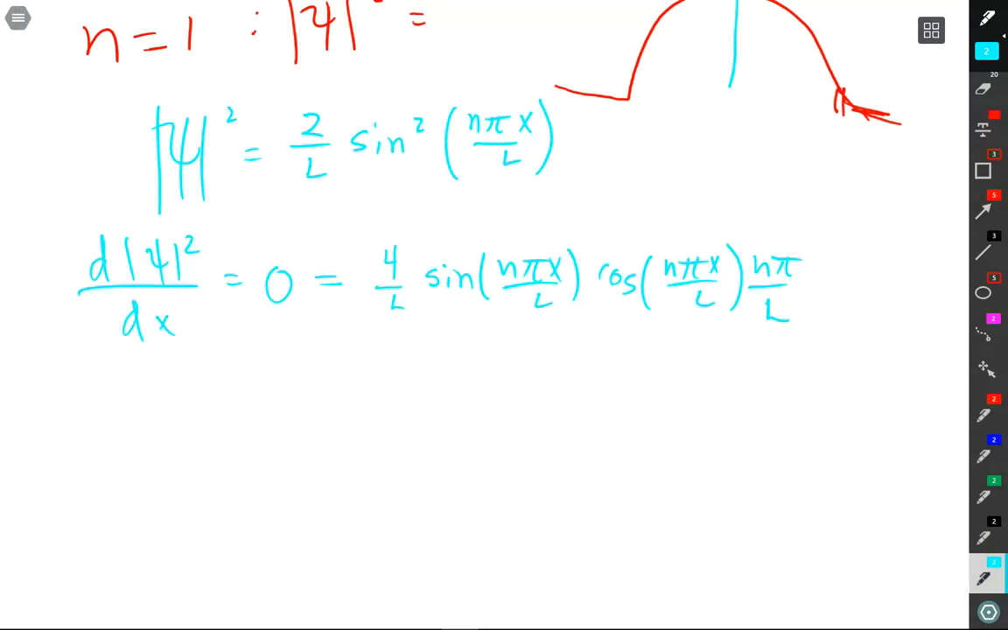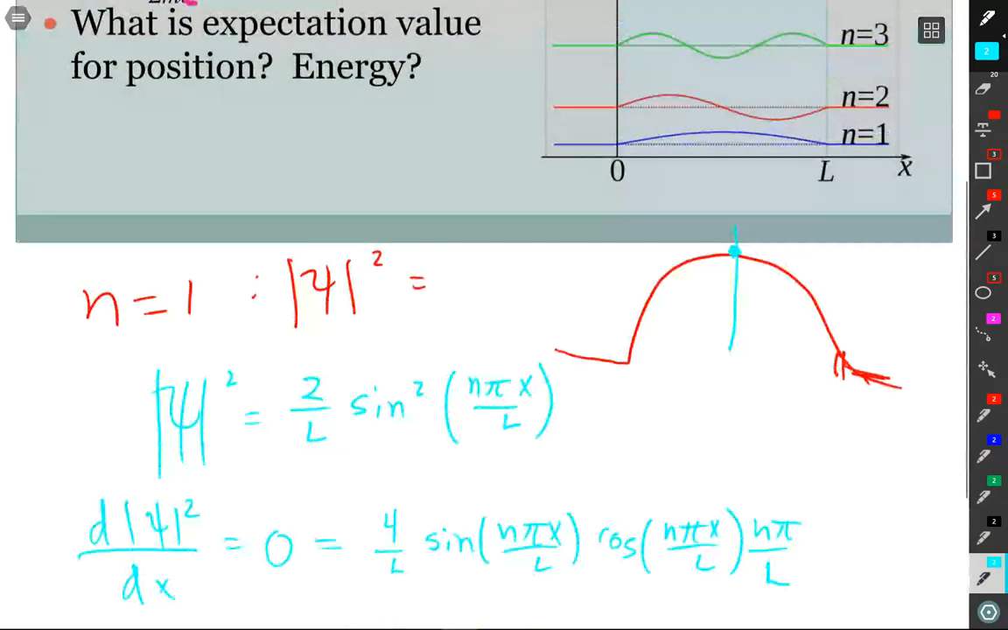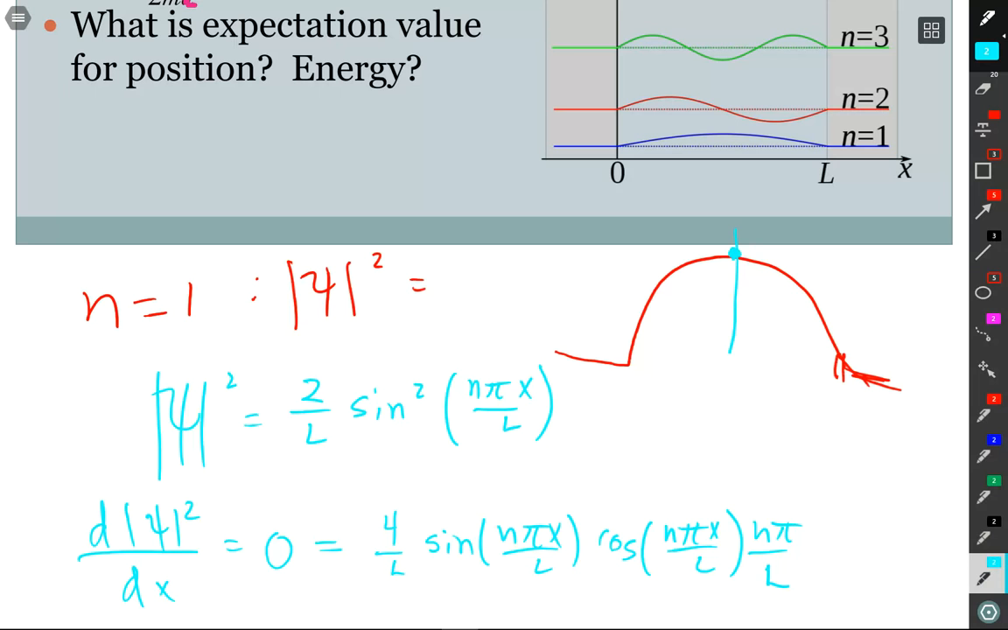And so if I want to set this equal to zero, it's equal to zero if n pi x over l equals an integer multiple of pi, or n pi x over l is equal to pi times m plus 1/2, right? Those are the values. I hope I did this math right. I was just doing it quickly off the fly, but we can mathematically find where they are. But it's much easier just to do what Nathan said, at the peak of the hill. So that's for the n equals 1 state.